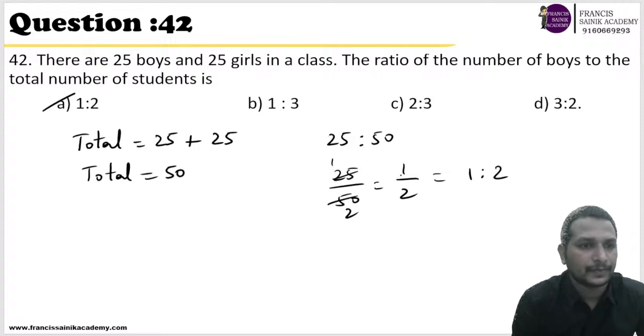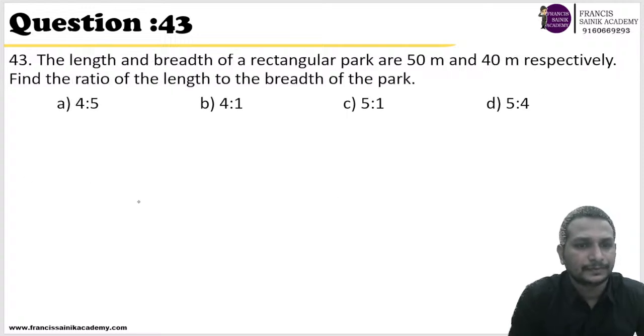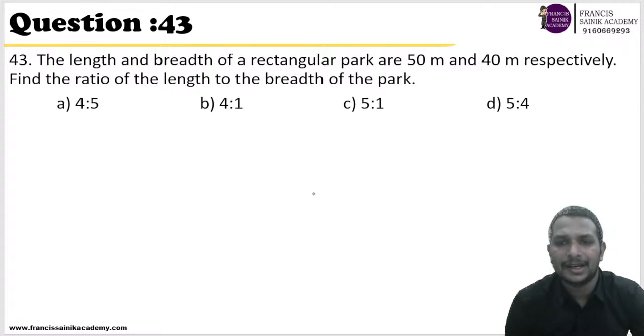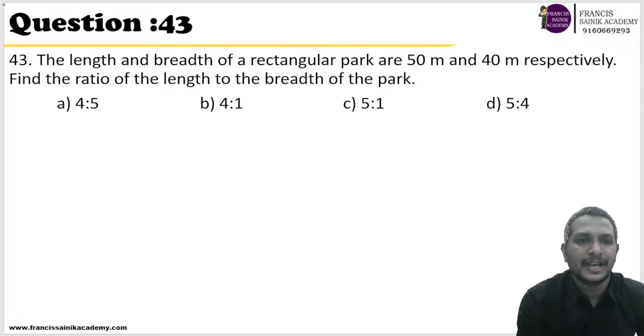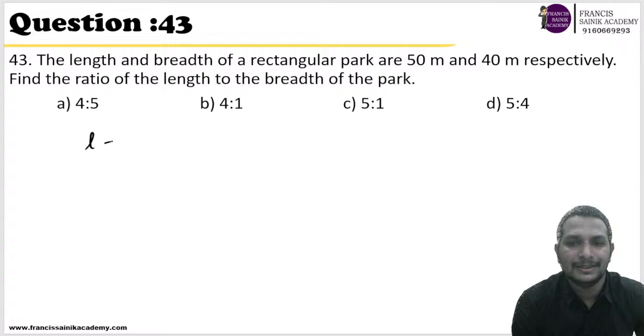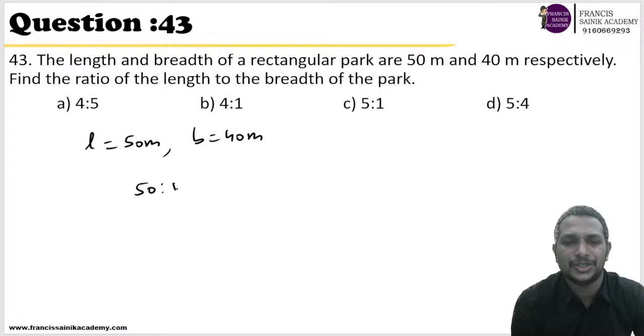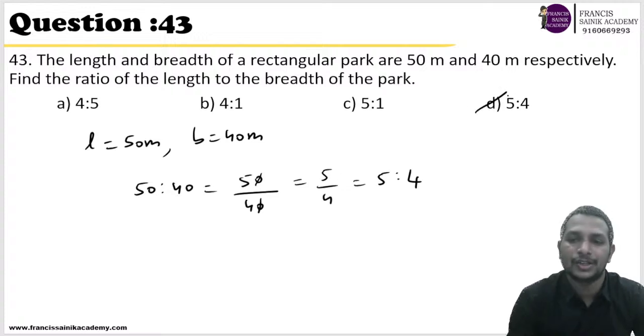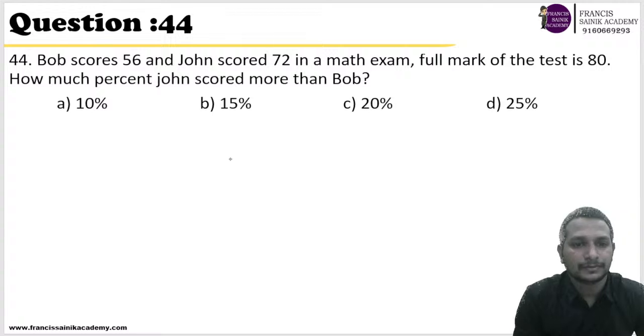Question 43. The length and breadth of a rectangular park are given as 50 and 40. Length is given as 50 meters, breadth is given as 40 meters. They're asking for the ratio of it. Ratio means 50:40, right? If I write it in the form of a fraction, it cancels by 10 and gives 5:4. The answer is option B.